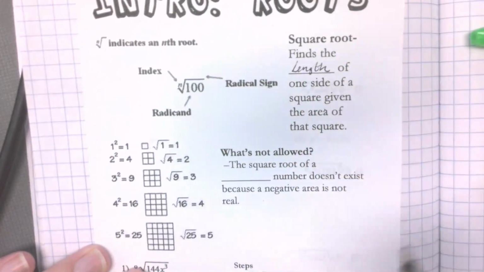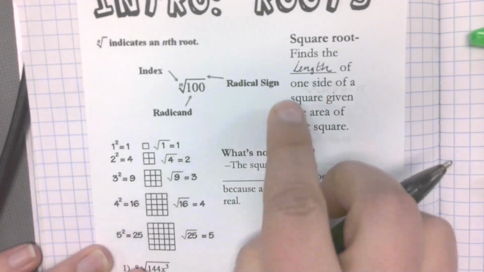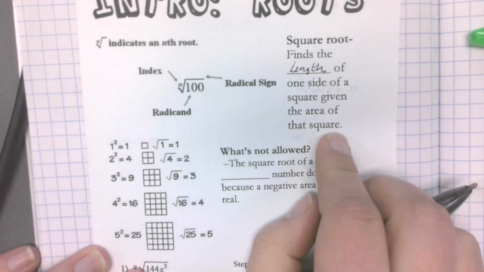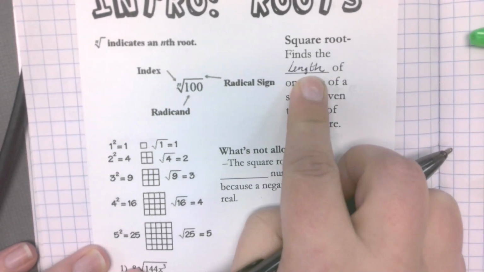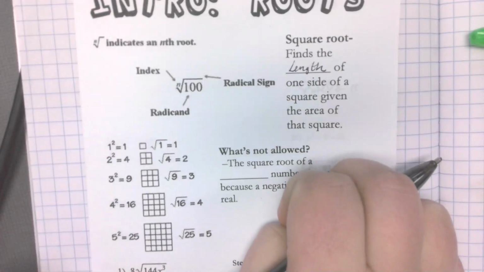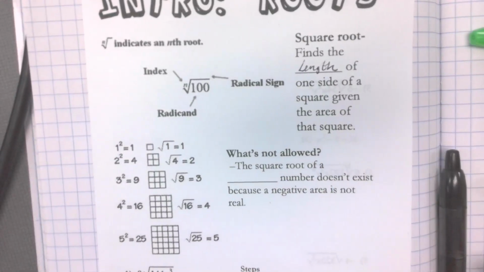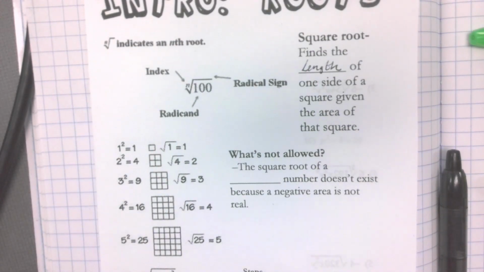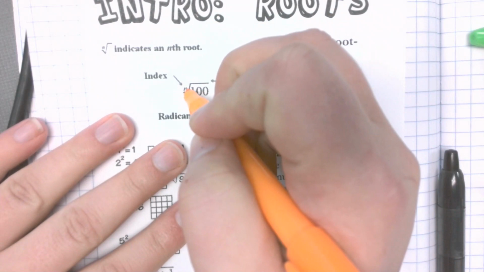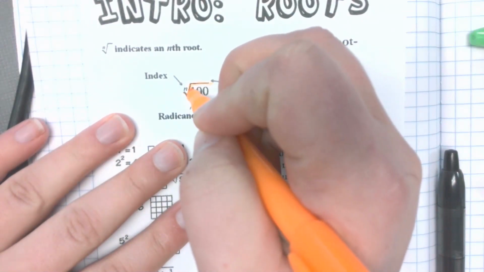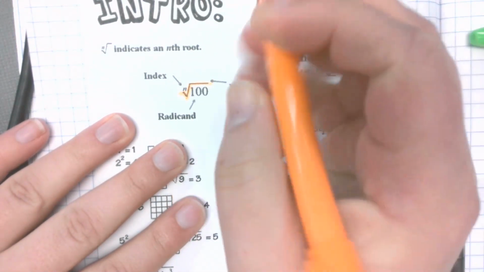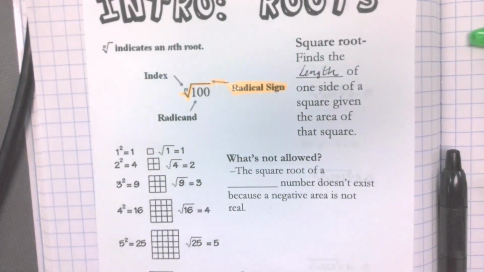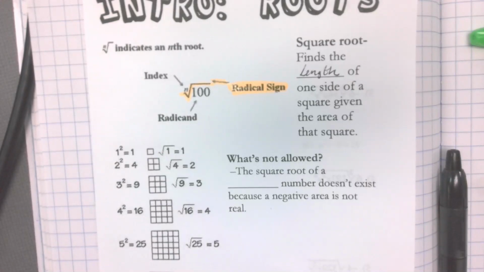So you're going to fill in that it's the length of one side of a square given the area of that square. So if we start with an area, it can work backwards to get us the length of the side. Now this is where it's going to be helpful to have a couple of colors. The radical sign is just this part. It's just the funny little sign. That's the radical sign. Does anybody want to borrow my orange? I got an orange highlighter. Can I toss it to any of y'all?